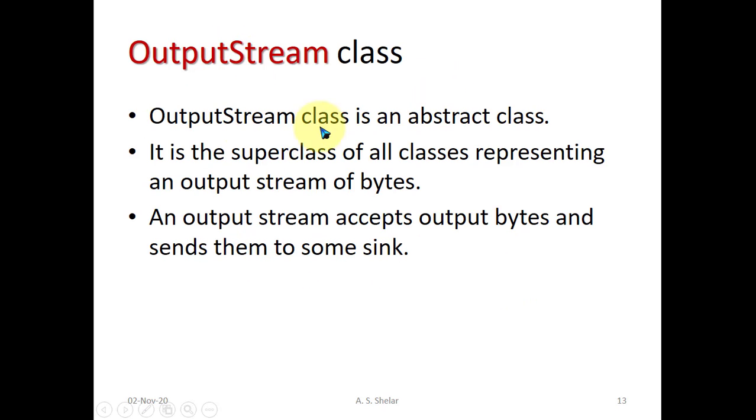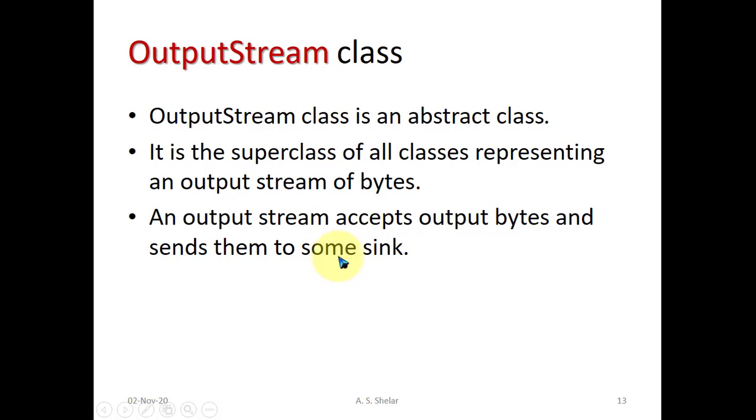So it is a class available in Java in the java.io package, and it is an abstract class, and that's why you cannot create a direct instance of the OutputStream class. It is a superclass for all classes representing an output stream of bytes. So it is byte streaming, and all classes come under this class for byte streaming.